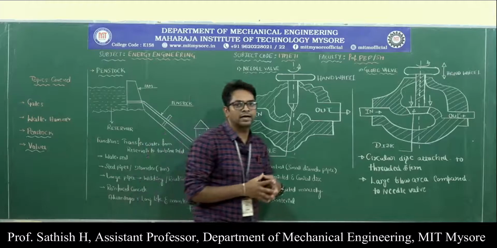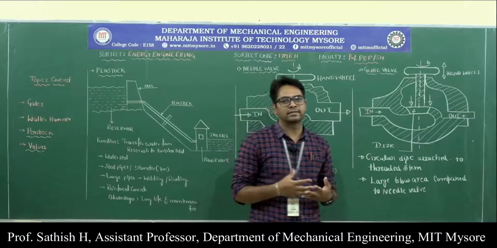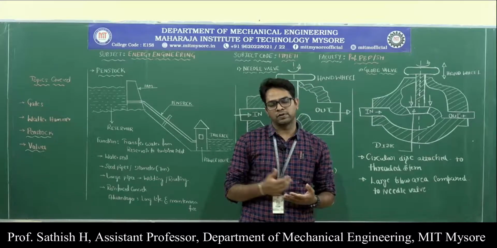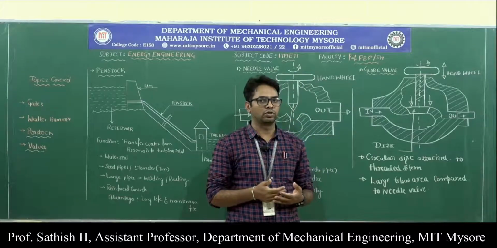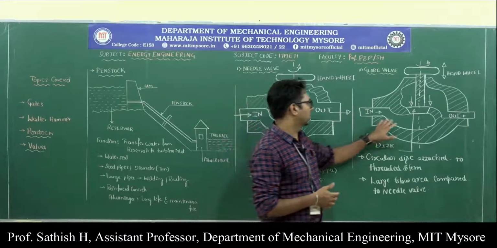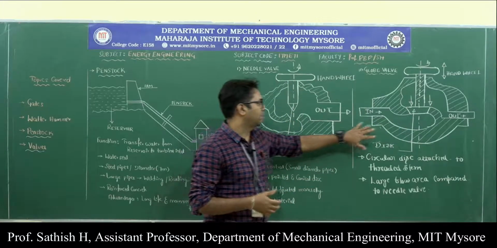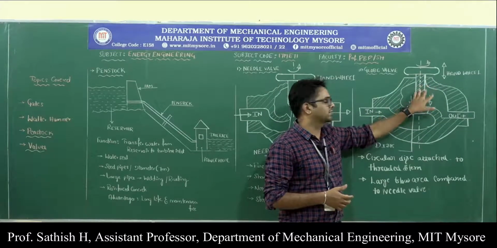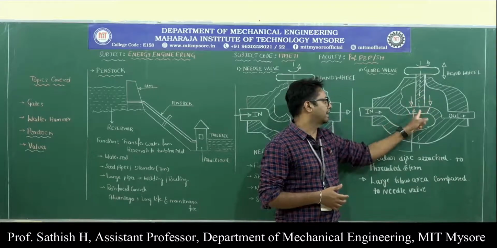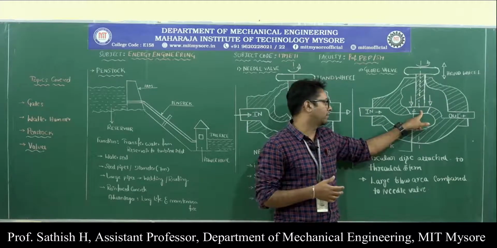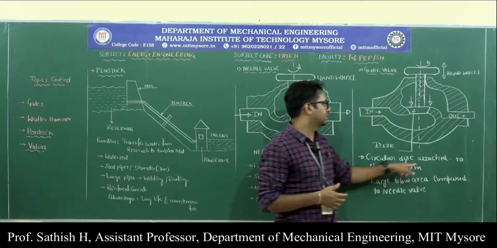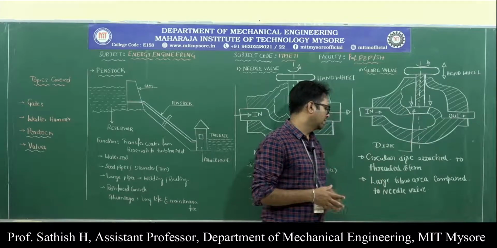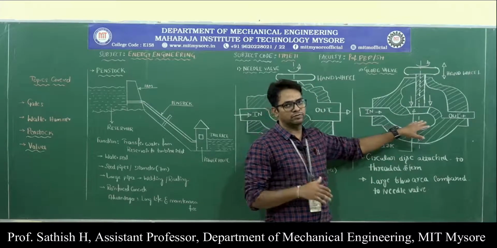Coming to the next type of flow control valve. As I said, a flow control valve controls the flow rate, or the discharge, or the amount of water flowing through the pipes or valves. The construction is quite similar. We have a valve body, a hand wheel, and a threaded stem, and at the end of this threaded stem we have attached a circular disc. Instead of a conical disc, here we have a circular disc. That is the only difference between the two.